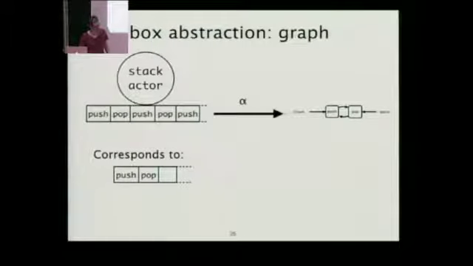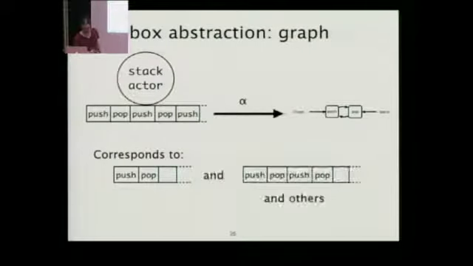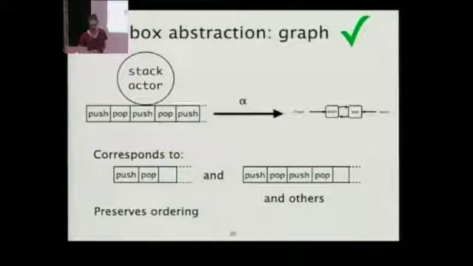If we have an unbounded number of push followed by pop, followed by push, followed by pop, this corresponds to push followed by pop. It also corresponds to twice this and multiple pushes followed by pop each time. And with this abstraction, we know that every pop is preceded by a push, so every usage of the stack is safe, and we can verify this program, and that's because we preserve the ordering between the different elements.